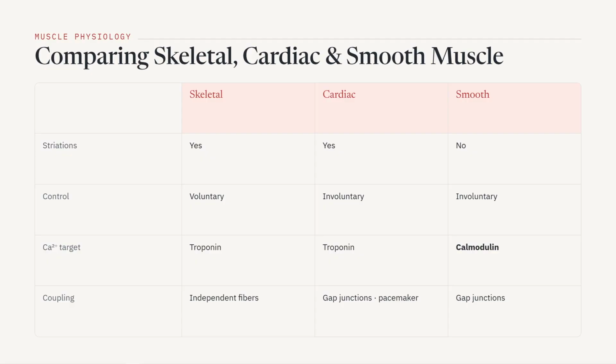In smooth muscle, there's no troponin. Calcium instead binds calmodulin, which activates a different pathway to switch on contraction. Finally, coupling: skeletal fibers act independently, each under its own neuron, whereas cardiac and smooth cells are joined by gap junctions so they contract as a unit. And cardiac muscle even has its own pacemaker cells. And that ties the whole module together, from a single receptor all the way to a coordinated force-generating tissue.